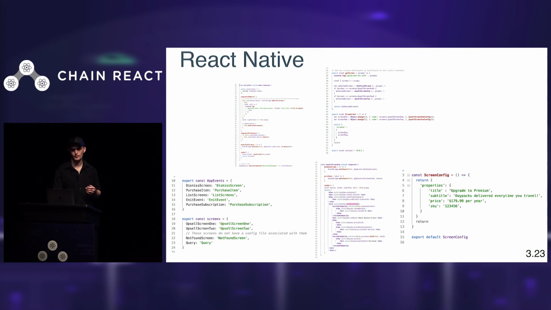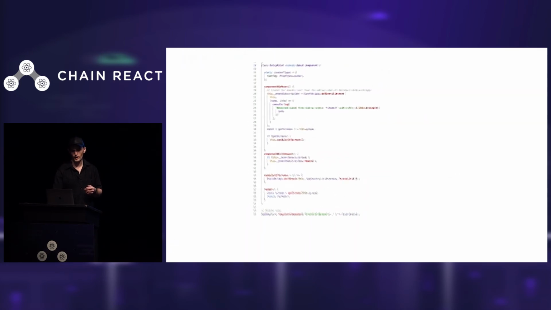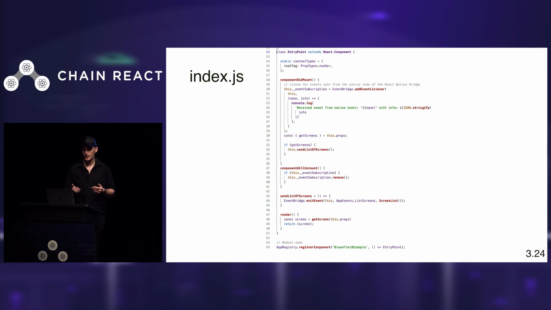So what does the entry point for this look like in JavaScript? Well, just like a normal React Native app that you would create, it has a place where you register your module, and it has a render function, componentDidMount, and componentWillUnmount. In the render function, though, I call a function called getScreen.